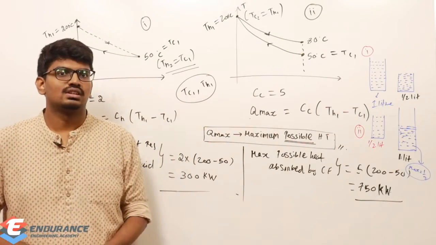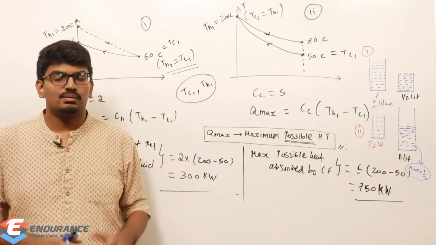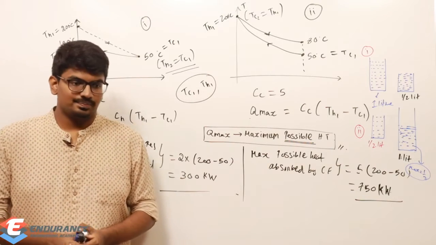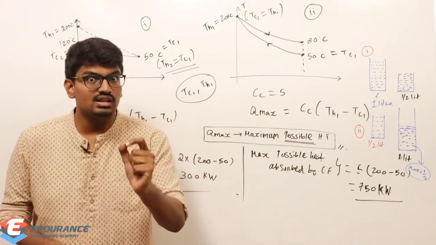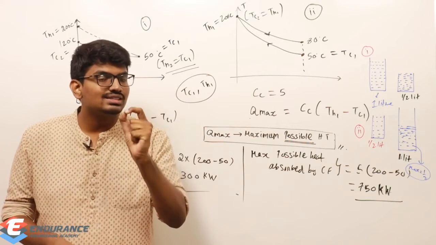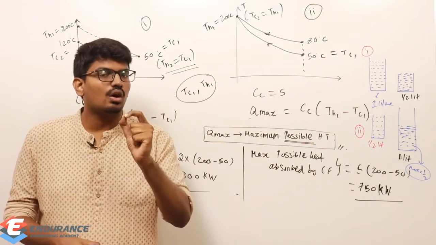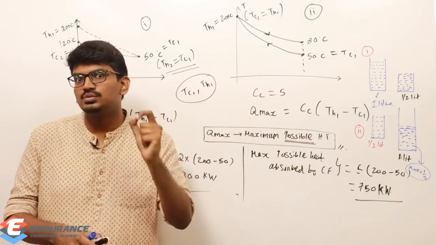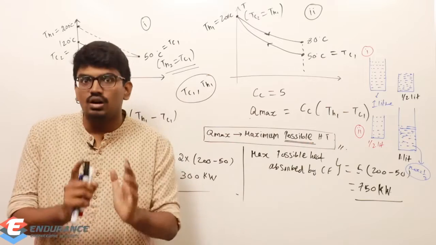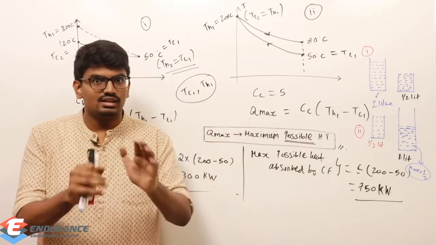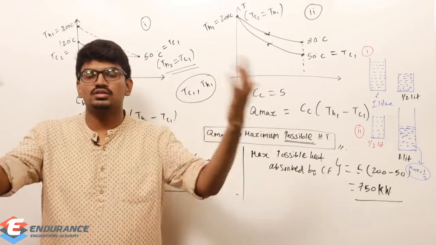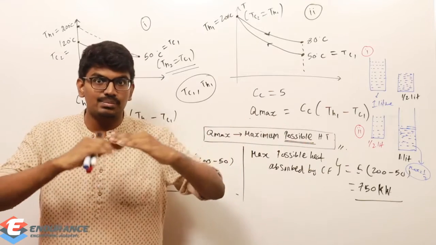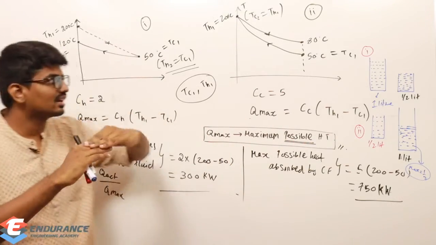That is what is here also. Let us compare now. Whatever heat the hot fluid is rejecting has to be absorbed by the cold fluid, because in a heat exchanger, no heat is going to go out of the system. The interaction is going to happen only between hot and cold fluid.